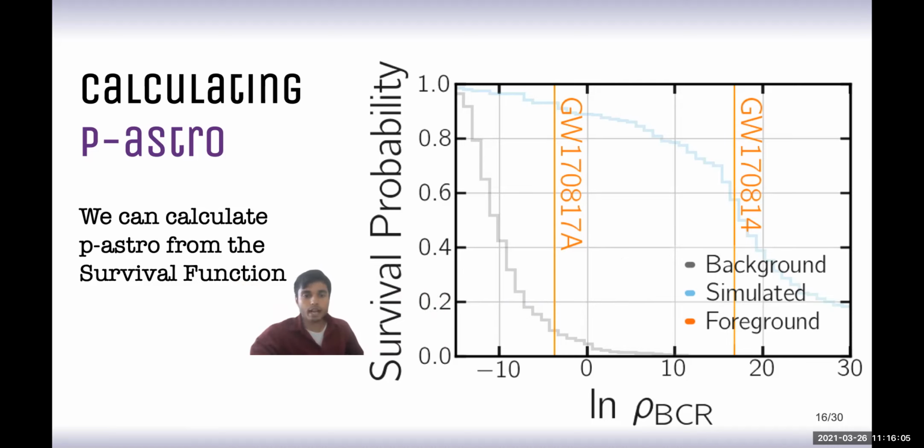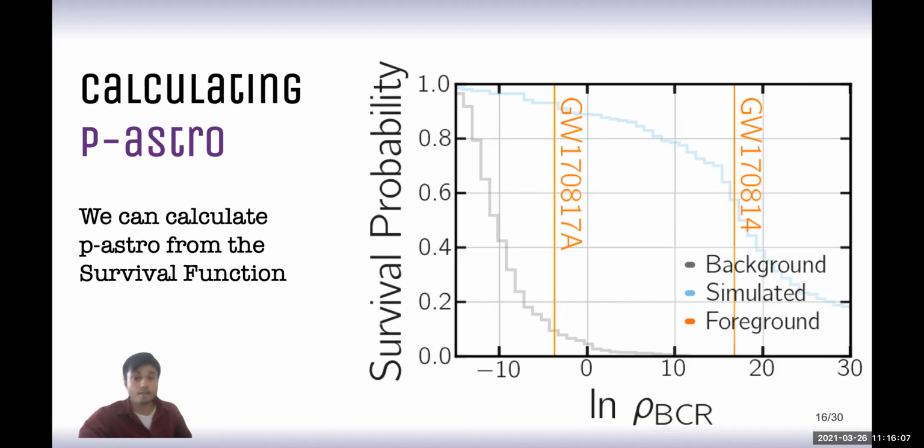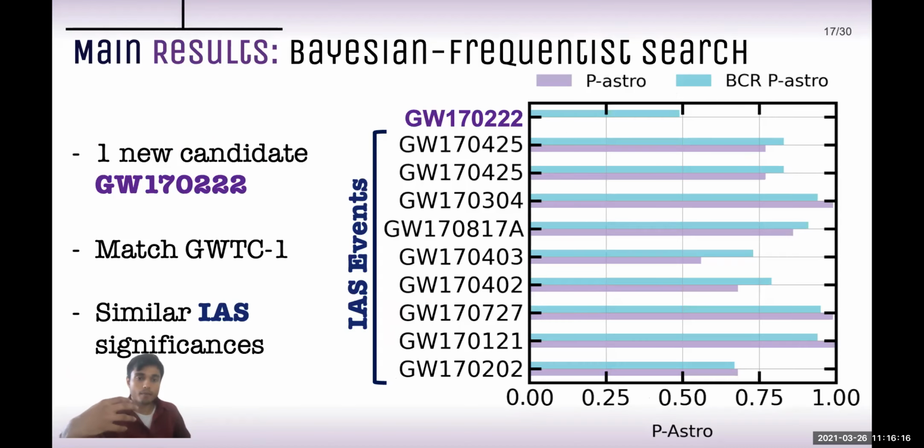So we use this tool to look at all the various events from all the data from the second observing run, and with it we calculate our p-astros for all the different candidates, and we found one new candidate, which was GW170222. This ended up being a vanilla kind of binary black hole system with solar masses of like 30 on 30. And we also found that all of our p-astros that we calculated with the BCR matched up with the LIGO Virgo Kagra collaboration's p-astros for their first binary black hole catalog.